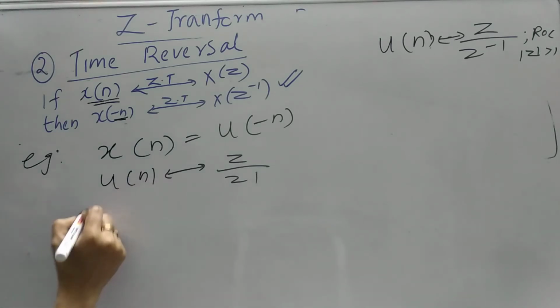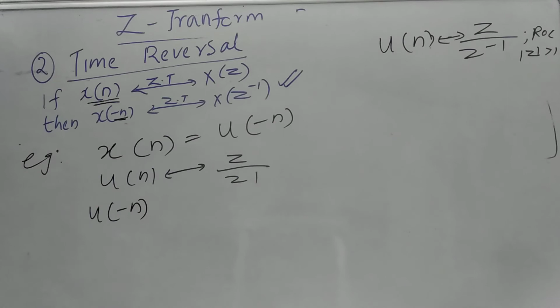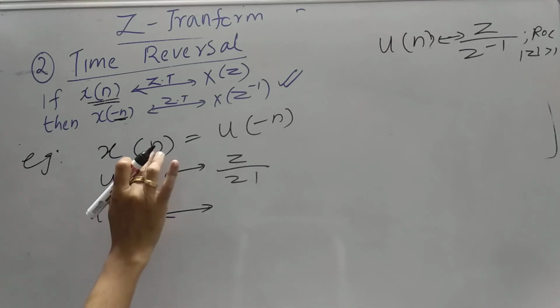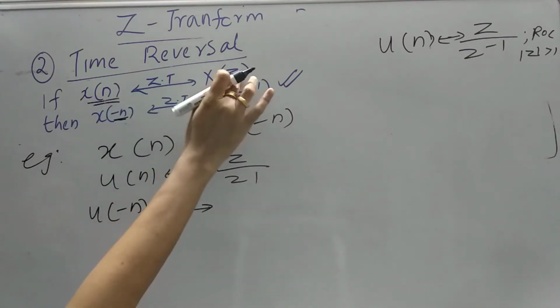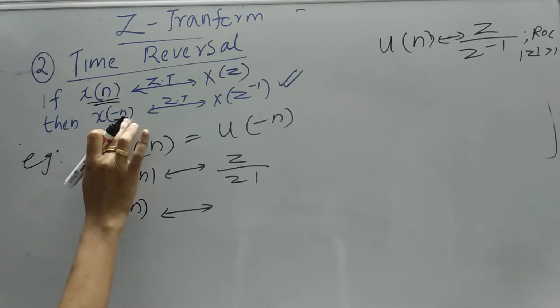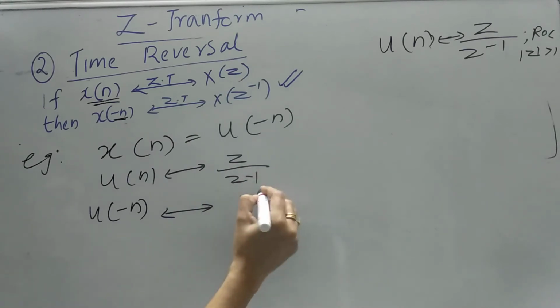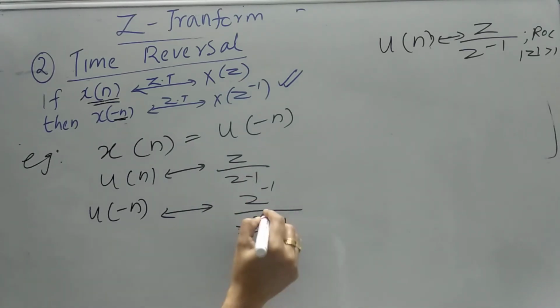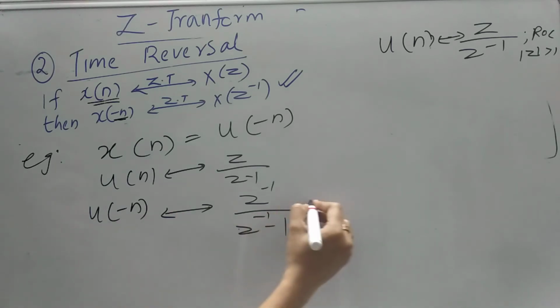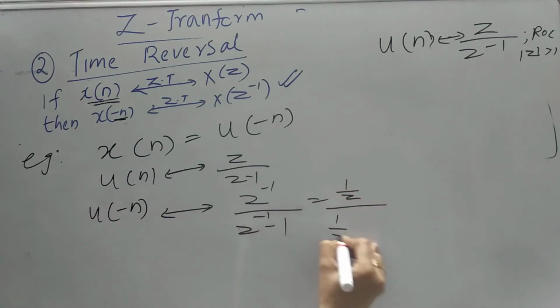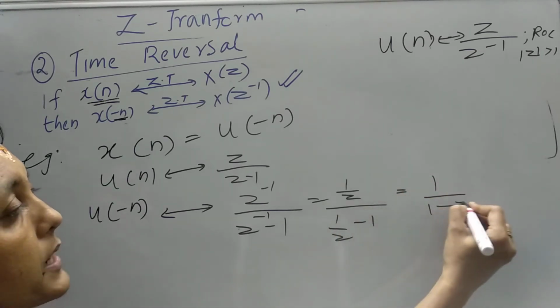Now we are going to replace n by minus n. So u of minus n. It has become the mirror image, right? Wherever you have x of n giving x of z, when you replace it by x of minus n, instead of z you put z raised to minus 1. Now if you want, you can solve it: 1 by z inverse minus 1, or you will get it as 1 by 1 minus z.